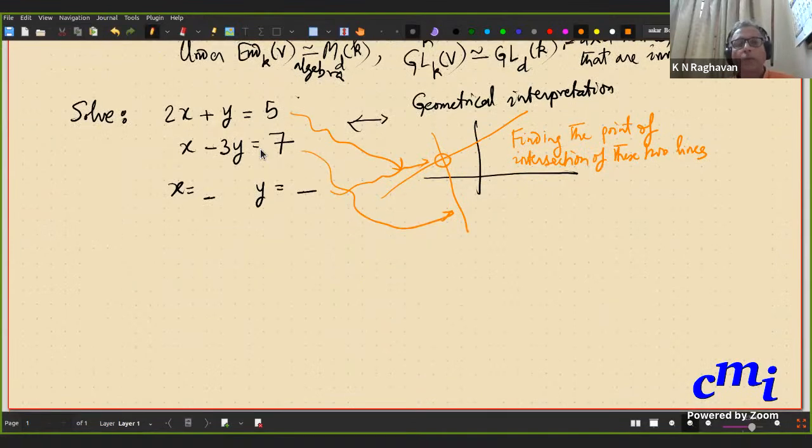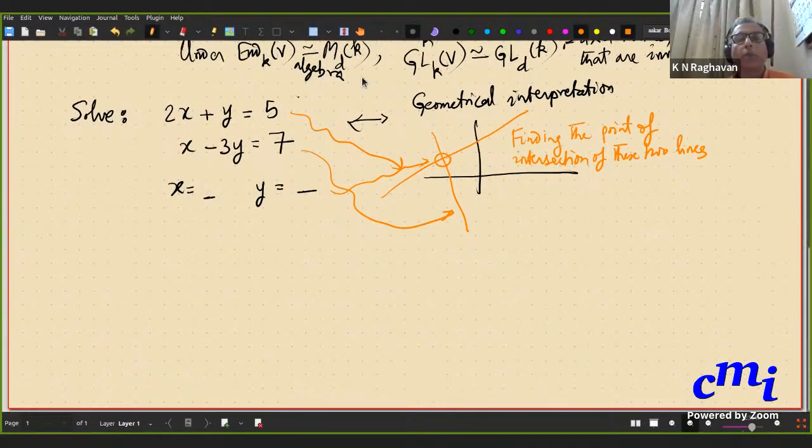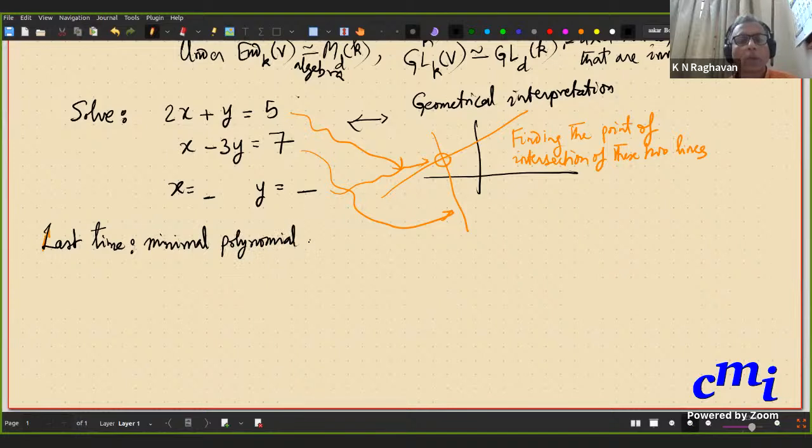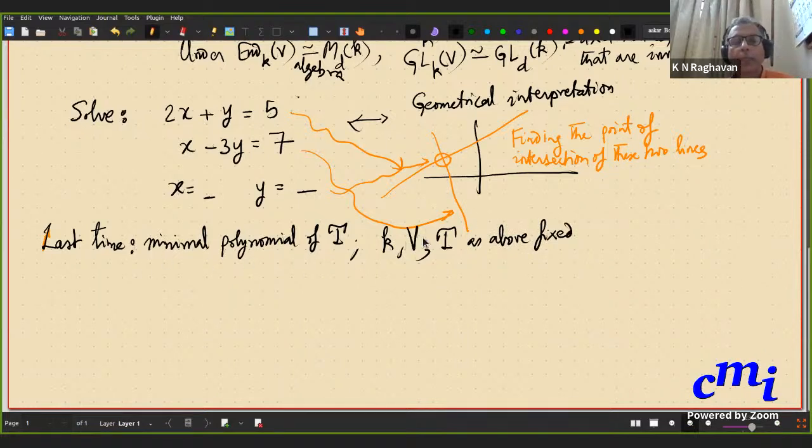Okay. So last time what we had defined was the minimal polynomial of T, and we will use this notation. So K is a field, V is a finite dimensional vector space, T is a linear transformation as above, fixed. And then what we want to do is make this V. So here is the main idea that will allow us to apply algebra to this linear algebraic problem. When I say linear algebraic problem, I mean the problem of understanding T.